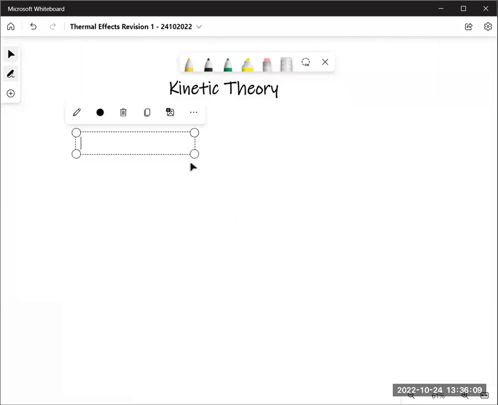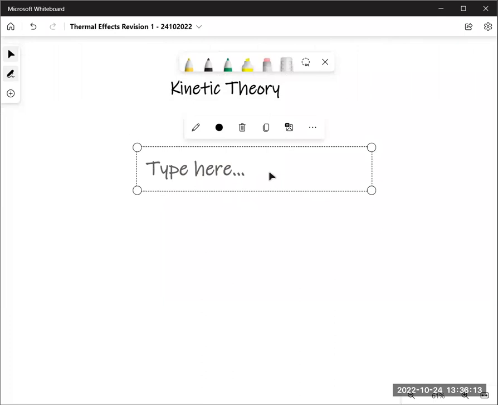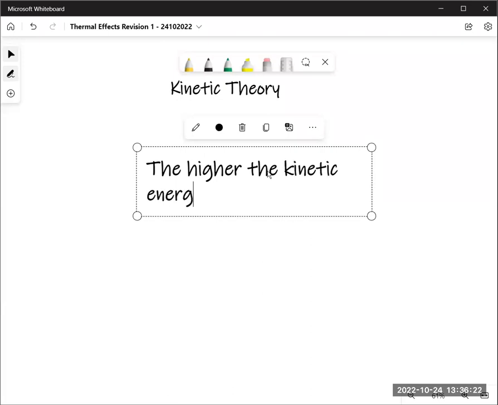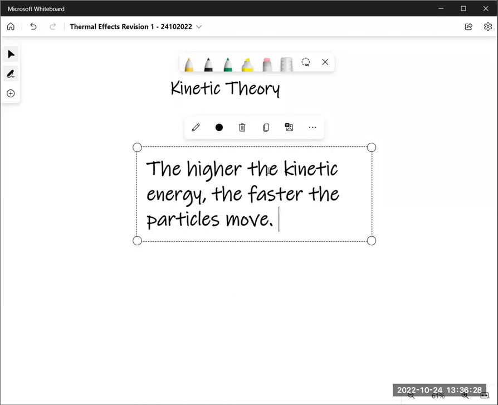Now, what does the kinetic theory tell us? Kinetic theory tells us the more kinetic energy something has, the higher the kinetic energy, the faster the particles move. This results in a higher temperature.